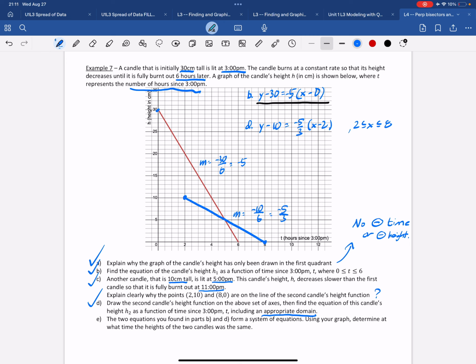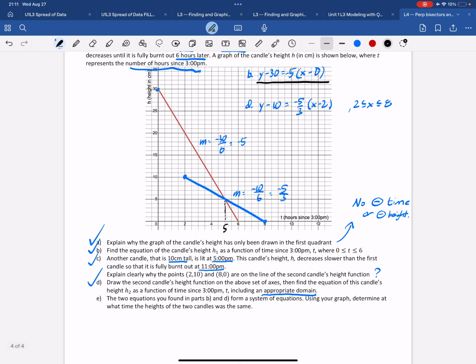Okay, part E. Determine at what time the heights of the two candles were the same. Well, what I'm going to do is go on Desmos and type it in. It doesn't seem that we can't use tech, but it looks like they meet at 5. I'm just going to guess it's 5, because we're using our graph. So T equals 5, which means 8 p.m., right? 5 hours after 3 p.m.